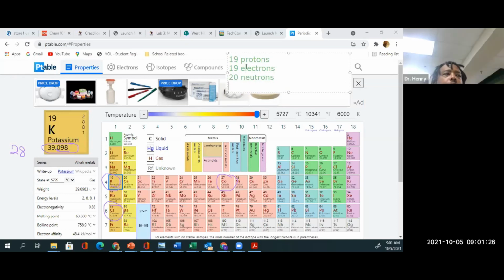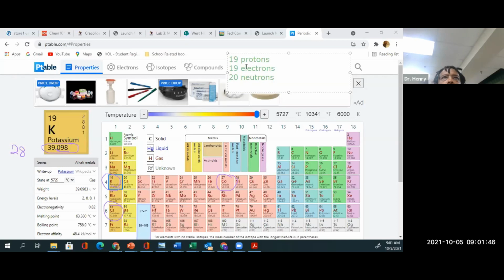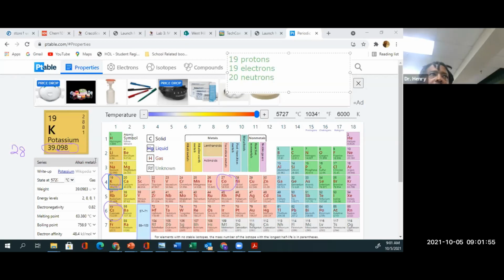Okay, where do we get 20 from? From the mass, you subtract the number of protons you already have. That's right. So the mass didn't change. It stayed at 39 because it couldn't be rounded up. Okay. So 39 minus 19 gives me 20, right? Yep. Good job. Okay, so that was for potassium.